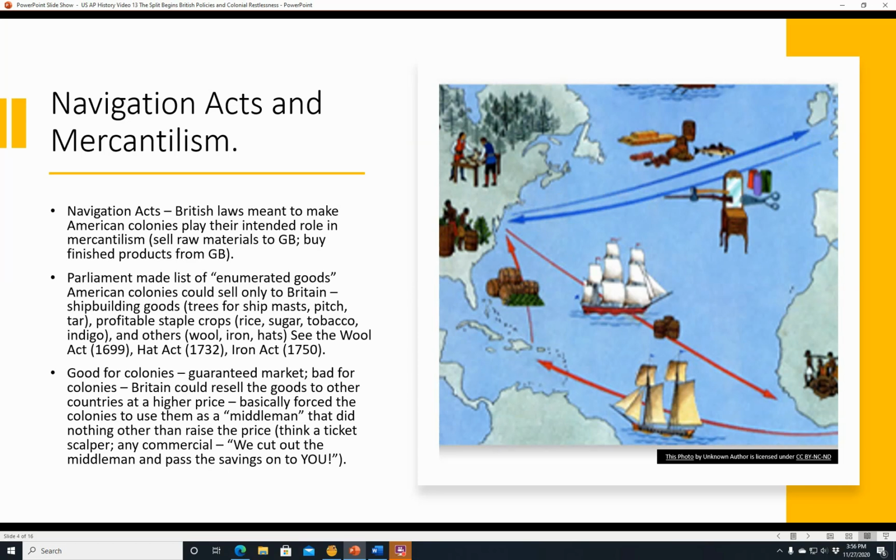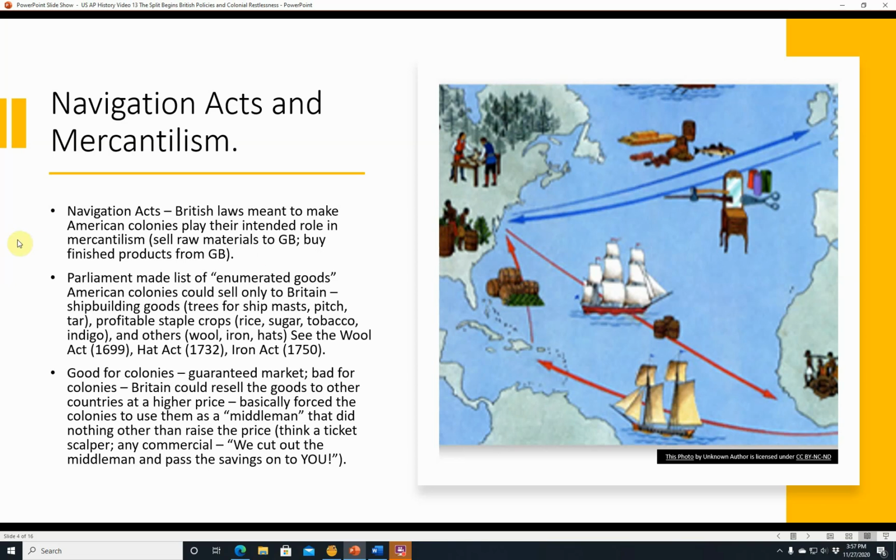Parliament made a list of enumerated goods that American colonies could sell only to Britain. Shipbuilding goods such as trees for ship masts, pitch, tar, those are all things that you could build ships with. Obviously the trees were the ship masts and other parts of the ship. Pitch and tar were things that you could use to waterproof the ship, etc. Profitable staple crops, rice, sugar, tobacco, indigo, and others such as wool, iron, hats, things like that.